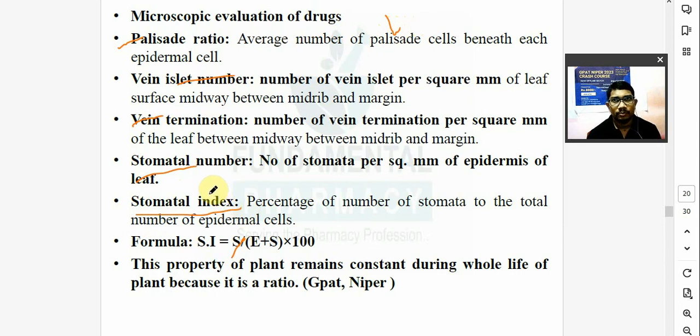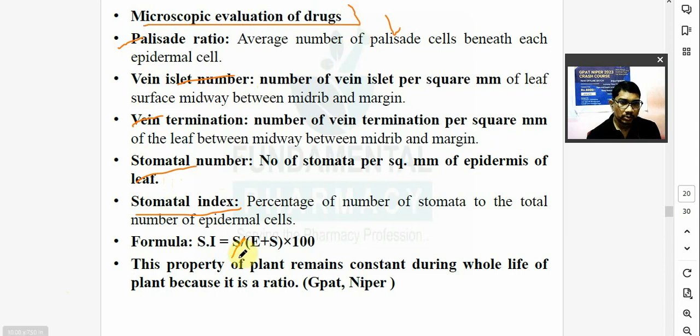For example, an authentic plant of digitalis will have a stomatal number in a range. An authentic plant of digitalis or belladonna will have a particular palisade ratio. An authentic plant will have a definite vein number, definite vein termination number, definite vein islet number, so that you can identify the adulterant by using this. So these are the microscopic evaluation parameters for crude drugs. There are others also, but these are important for your exam.